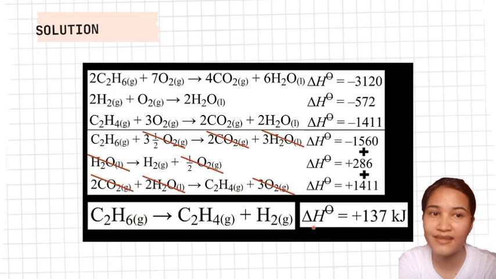Let's form our final equation by canceling out the same things on the opposite sides. Last step is to add all the enthalpy changes, and all three reactions will give us an enthalpy change of positive 137 kilojoules.